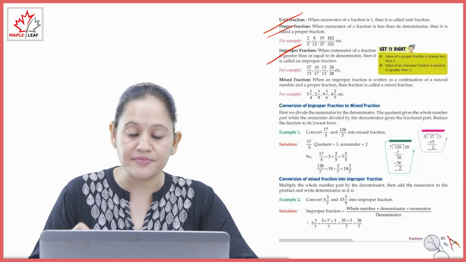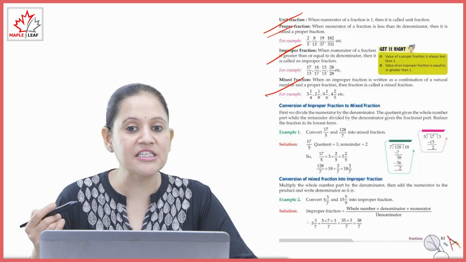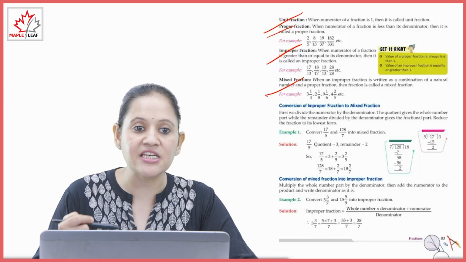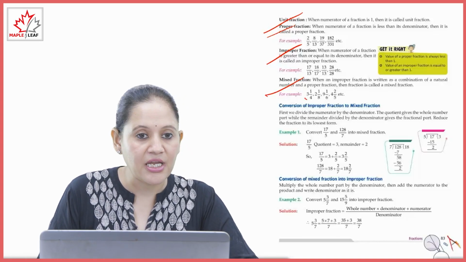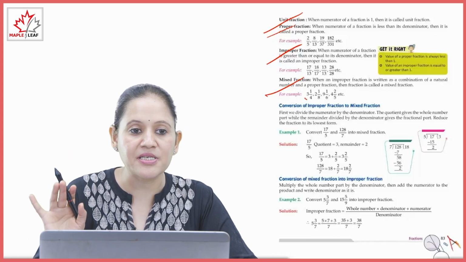Next is mixed fraction. When an improper fraction is written as a combination of a natural number and a proper fraction, it is called a mixed fraction. Like 3 1/4. So 3 is the whole part and 1/4 is a proper fraction. So when written in the form of a natural number and a proper fraction, that is called a mixed fraction.